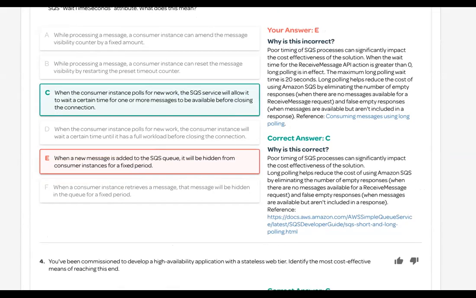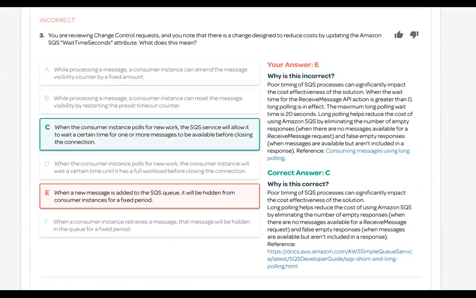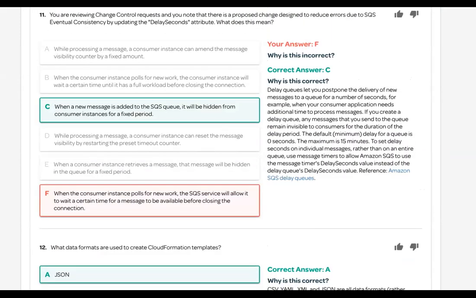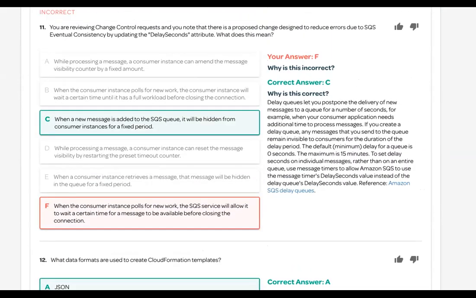Let's review. This is the one: when a message is added to the SQS queue, it will be hidden from the consumer. This was wrong. The right answer is, when the consumer instance polls for new work, the SQS service will allow it to wait a certain time for one or more messages to be available before closing the connection. The other wrong answer was the same question, and we picked the other answer. For the delay queue we picked delay seconds, so we inverted, but that's fine. Congratulations. We passed this exam and you will pass too.